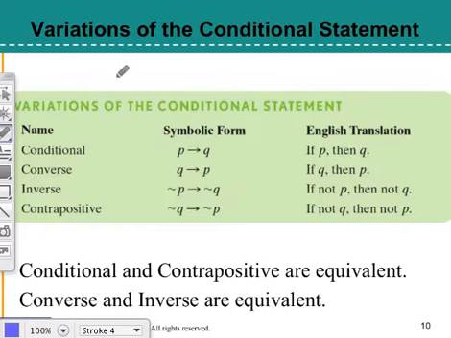Okay, this is sort of a rehash of what you learned in high school. You have your given conditional. The converse is just switching the Q and the P. The inverse is negating them but keeping the order. And the contrapositive is a combination of the converse and inverse. You are switching the P's and Q's and negating both of them. So keep that in mind.